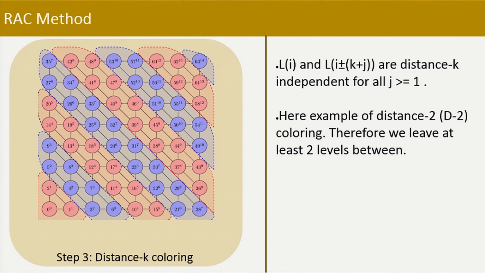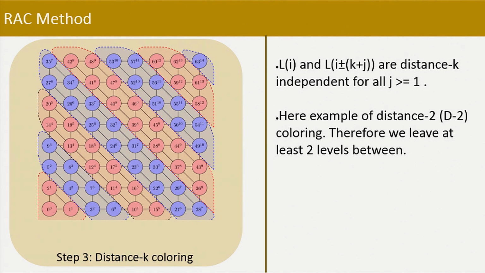One can prove that level i and level i plus or minus k plus j are distance k independent for all j greater than or equal to 1. This simply means for distance 1 coloring, if we leave a gap of at least one level between any two levels, these two levels are distance 1 independent. Similarly, in case of distance 2, a minimum gap of two levels should satisfy this criteria.